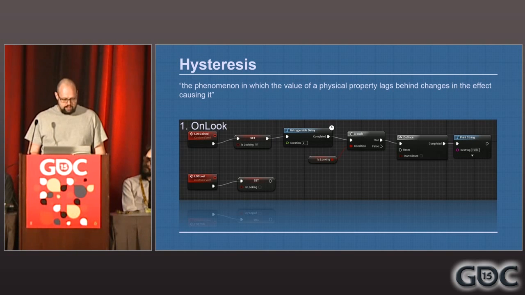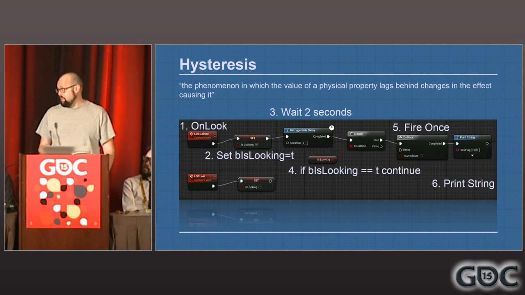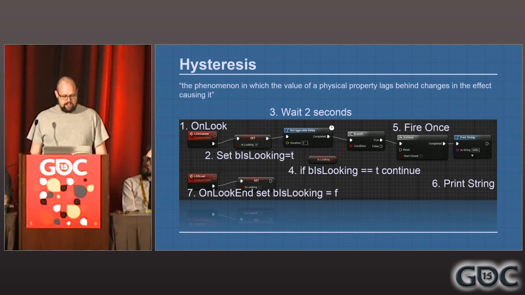So the script to basically use the line of sight trigger in a way that exhibits hysteresis is, right here you've got on look. I'm setting B is looking, a Boolean, to true, waiting for a delay, checking if that Boolean is still true, then this is just a gate that will only ever fire once. And in this example, it's just printing a string. But the important thing here is the untouch, the line of sight lost event, in which you then set this Boolean to false. So as the delay winds down, if the player has looked away, it won't fire as true.